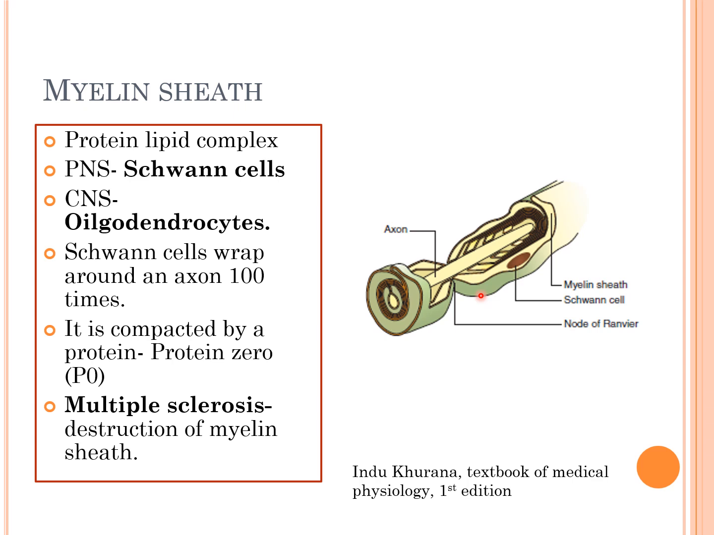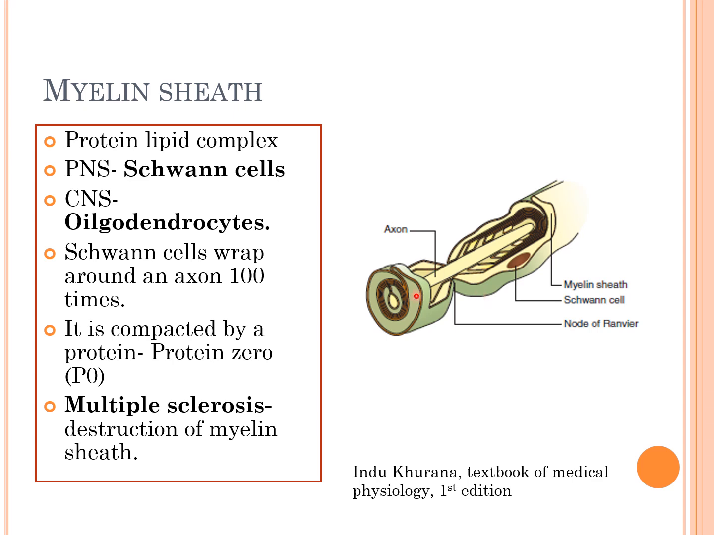The two cells coming here are oligodendrocytes and Schwann cells. Oligodendrocyte cells form the myelin sheath around neurons in the central nervous system, and Schwann cells form the myelin sheath in the peripheral nervous system. So oligodendrocytes form myelin sheath in the central nervous system, whereas Schwann cells form myelin sheath in the peripheral nervous system.